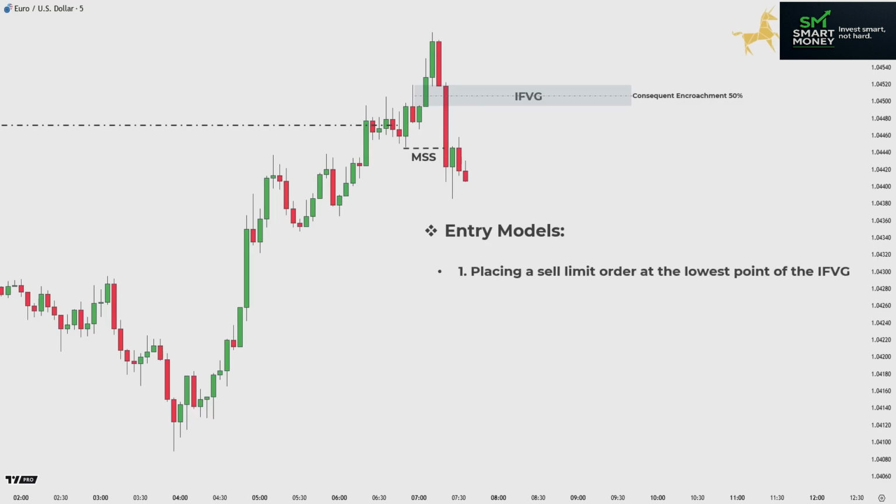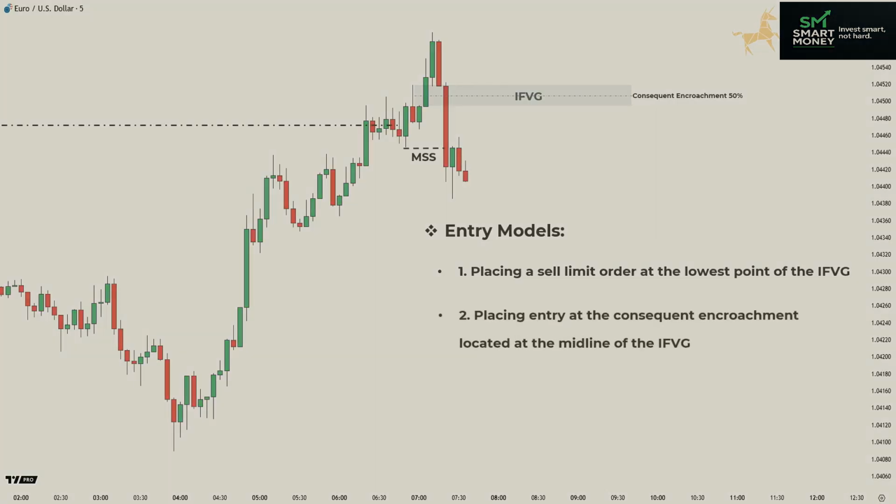Option 1. Place a sell limit order at the lowest point of the inversed fair value gap. Option 2. Use a more refined entry and place your order at the consequent encroachment, which is the midpoint of the FVG. This option usually gives you a better risk-to-reward ratio. For your take-profit levels, there are also two valid approaches. Target the nearest sell-side liquidity on the same time frame, or aim for a higher time frame draw on liquidity if you're going for larger potential gains.